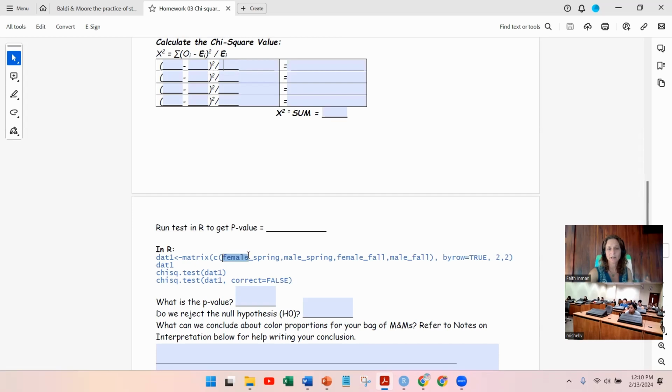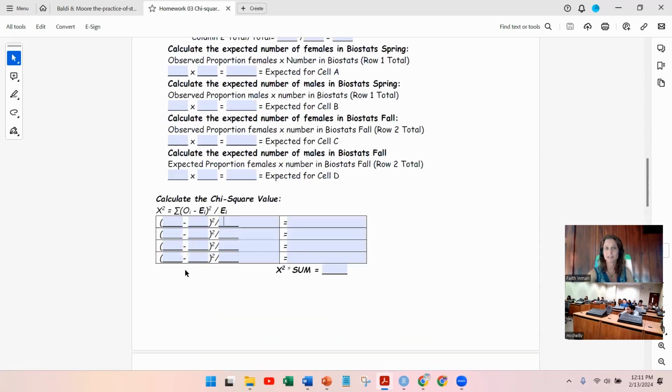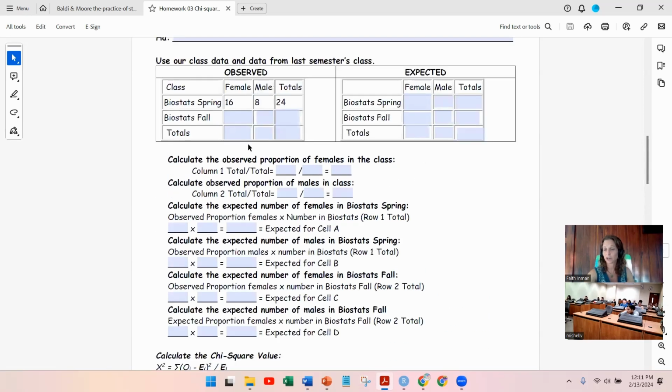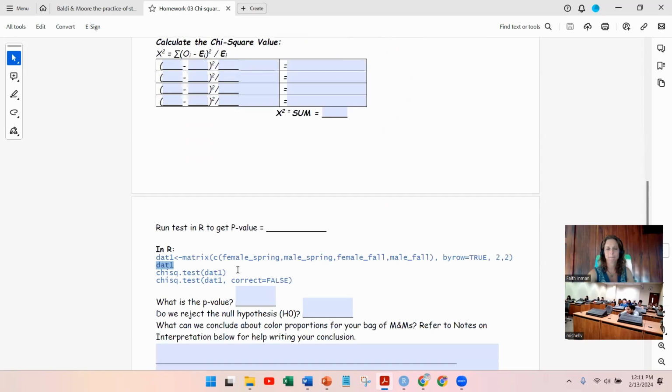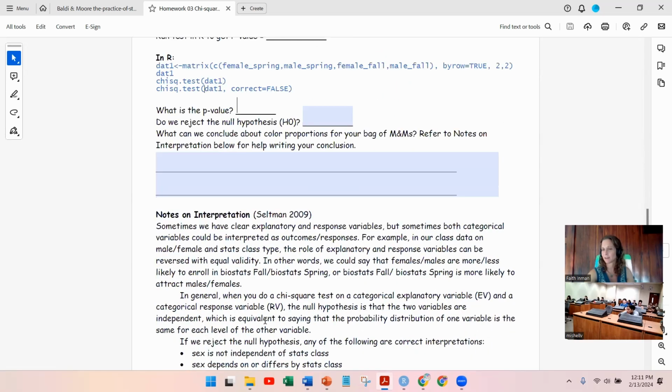You'll put in the number for the female in spring. Pay close attention because I think I put these in the right order to make the table look right. As long as you substitute the number of females for spring and the number of males for spring, the number of females for fall and the number of males for fall. Just look at it and make sure when you look at DAT1 that it looks just like this table here. And then run this analysis, you'll get your p-value, hypotheses, etc.